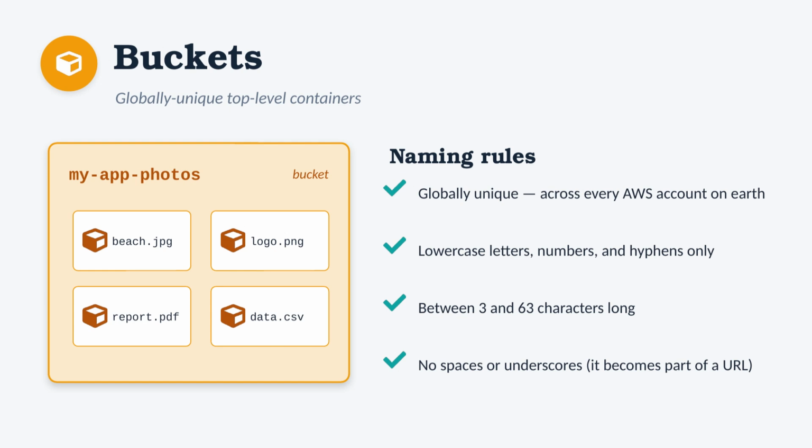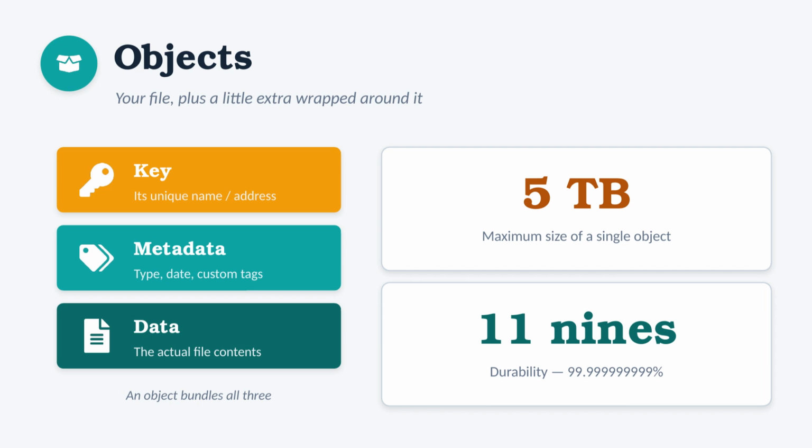Now we get to the star of the show, objects. An object is just your file, plus some extra stuff bundled around it. Every object in S3 has 3 parts. First, the data itself, the actual contents of your file. The photo, the video, the spreadsheet. Second, metadata, data about your data. When it was uploaded, what type of file it is, and any custom tags you want to attach. And third, a key, which is the object's name and address. That one's important enough to get its own section.